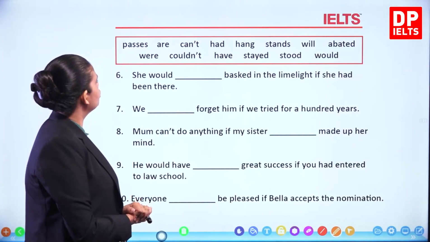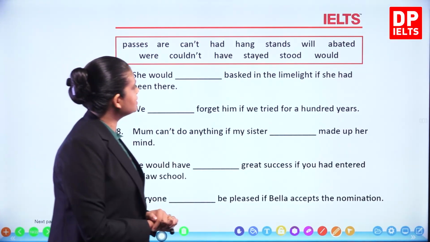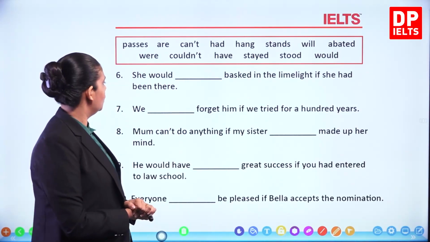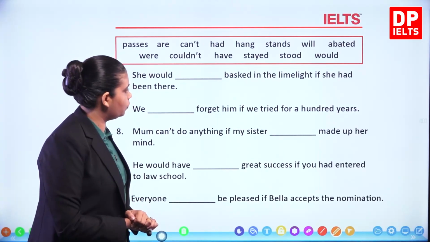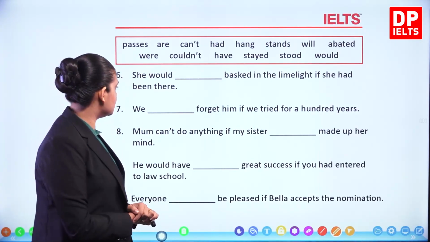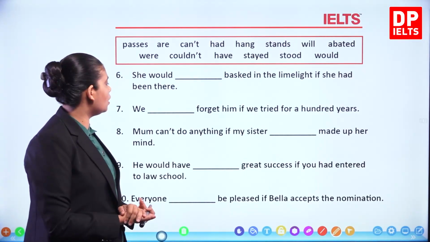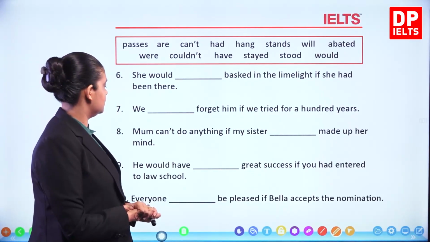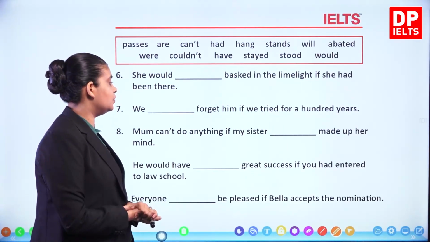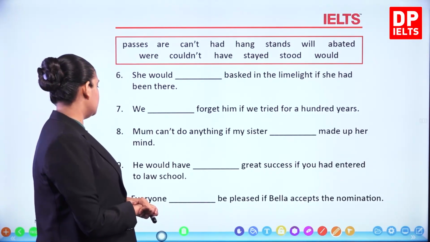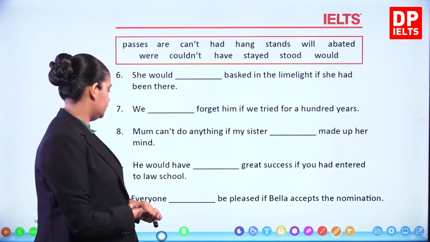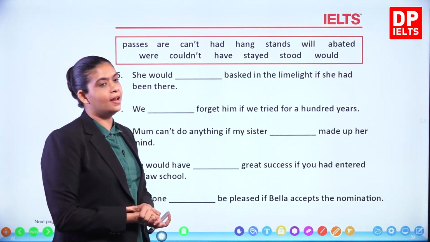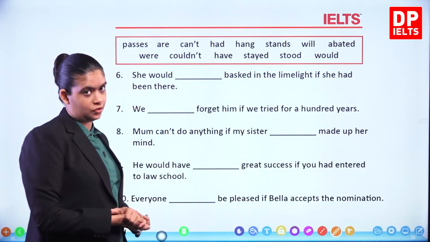Next one. She would blank basked in the limelight if she had been there. We blank forget him if we tried for 100 years. Mom can't do anything if my sister blank made up her mind. He would have blank great success if you had entered law school. Everyone blank pleased if Bella accepts the nomination, right?